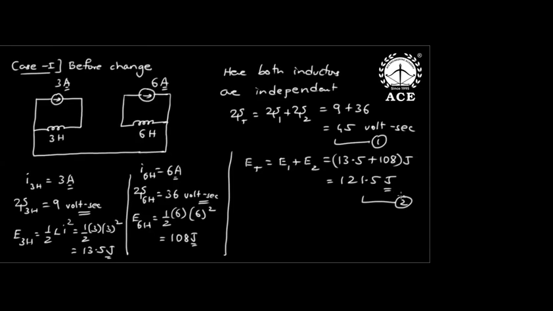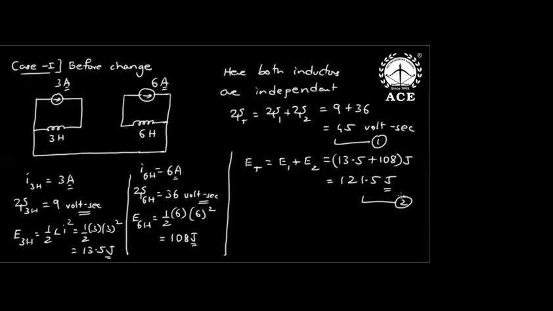Okay, please understand this. Before the change, this is how they are working: independent meshes, currents, flux linkages, and energies. Here also both are independent. Total flux linkage, total energy. This is all before the change we got.